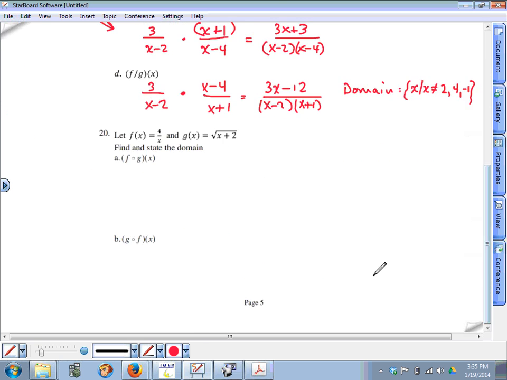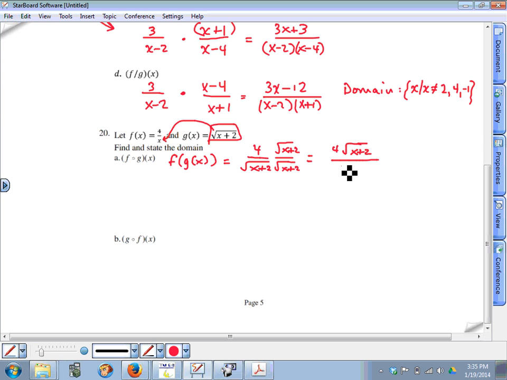Now for question 20, this open circle means composition. So this is f of g of x. So the g function is going inside the f function. So we're going to take this function here and place it inside right over there. So this is going to be 4 over the square root of x plus 2. Now we have to rationalize the denominator. So it's going to be 4 times the square root of x plus 2 over x plus 2.